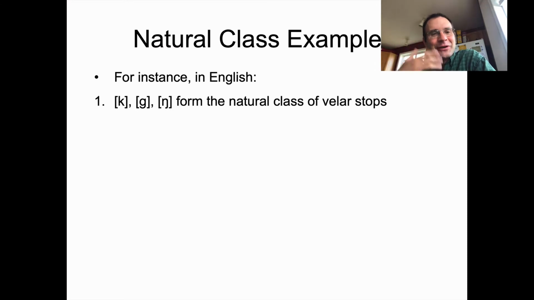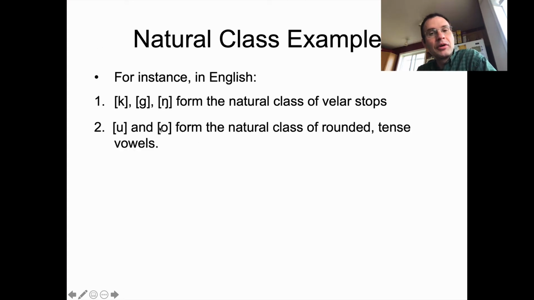If you actually pronounce all of those, you can feel that they are the natural class of velar stops in English. K is a velar stop, it's voiceless. G is a velar stop, it's voiced. Engma is a velar stop, it's a nasal. These two are also oral sounds because air does not flow through the nose. And this one's voiceless and this one is voiced. But all of them are velar stops, and there's no other sound in English that's a velar stop. In theory, you could possibly have a voiceless nasal velar stop, but we don't in English, so we don't have to worry about that.